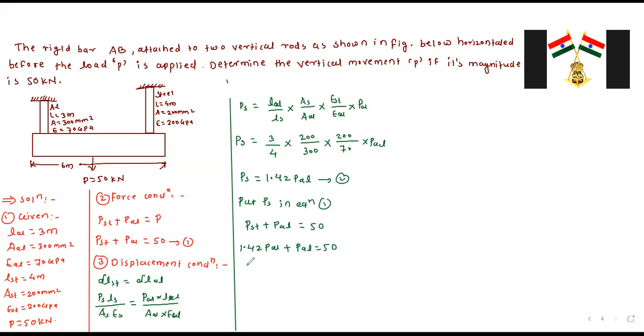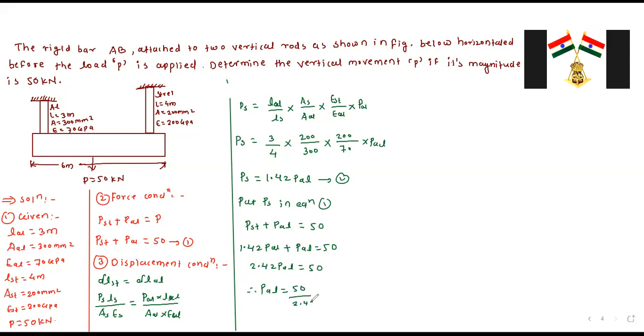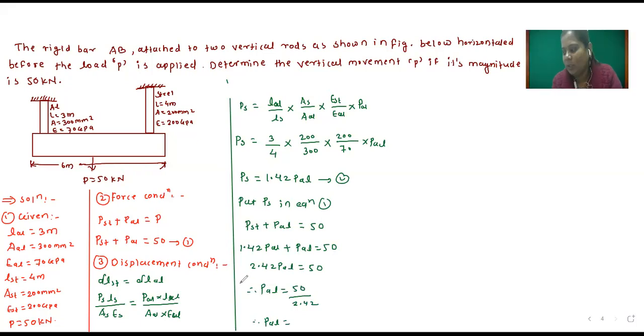So 1.42 plus 1 is 2.42 P aluminum equal to 50. Therefore, P aluminum is equal to 50 divided by 2.42. So P aluminum is equal to 20.66 kilonewton, because the total load is in kilonewton.